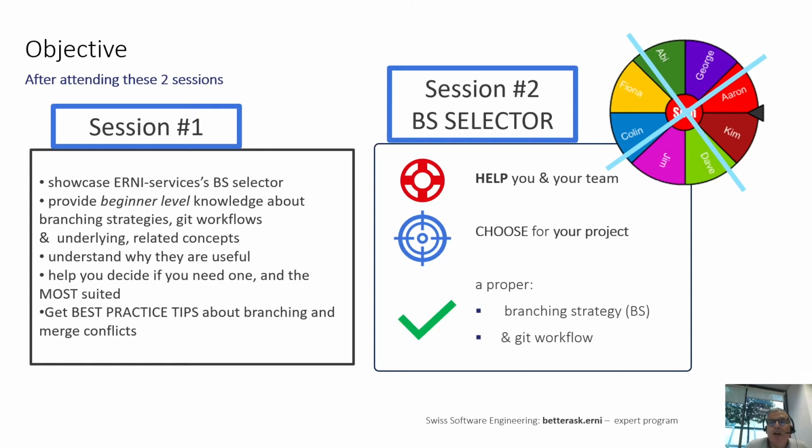In session number 2, we will showcase the selector. We will not do that today. The goal of this selector is basically, as you see here on the upper side, a wheel of fortune, because we know that for many projects, the branching strategy they use is a bit random. It's a bit, okay, we'll use this one because... So with this selector, you will be able to choose for your project in a very easy way.